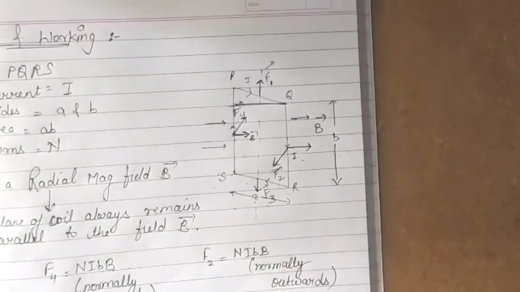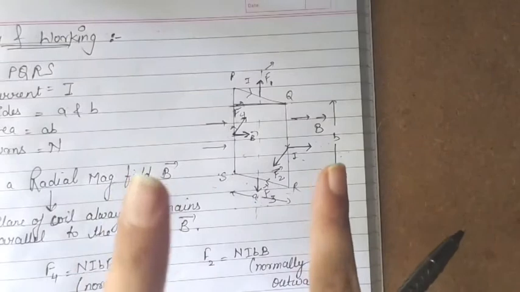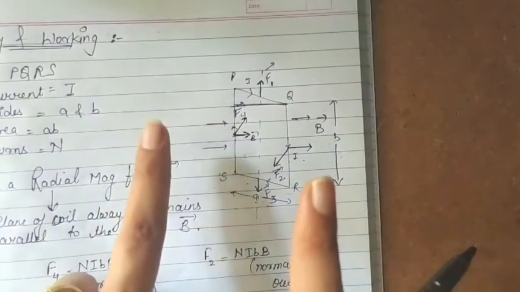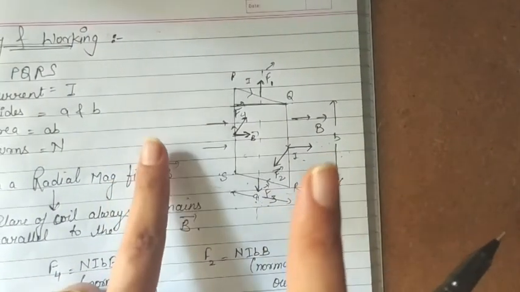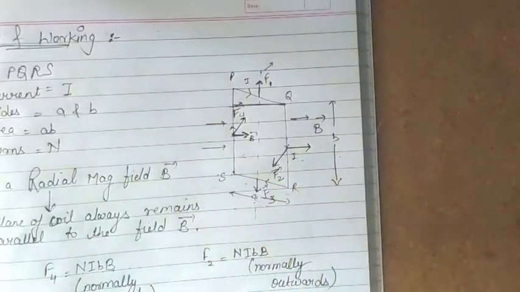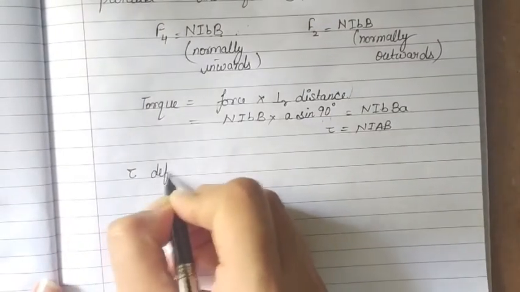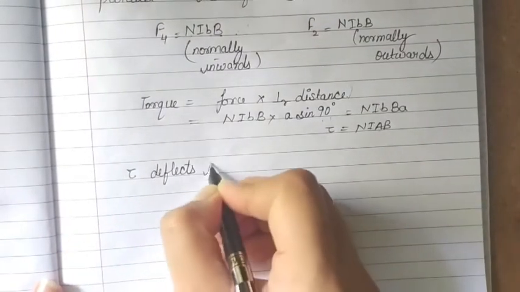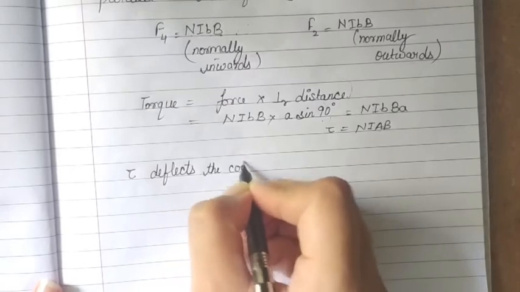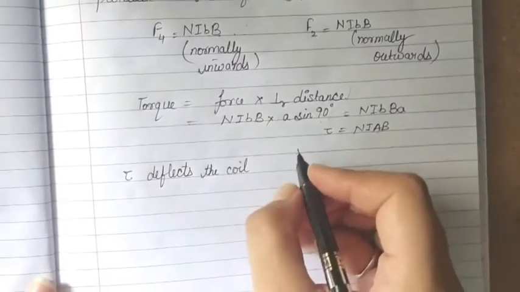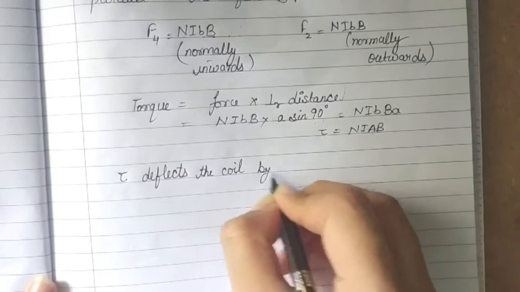Now when this force acts, the coil will go like this. The side PS will go inwards and side QR will go upwards. The coil will rotate like this. That means this torque tau deflects the coil by an angle alpha.